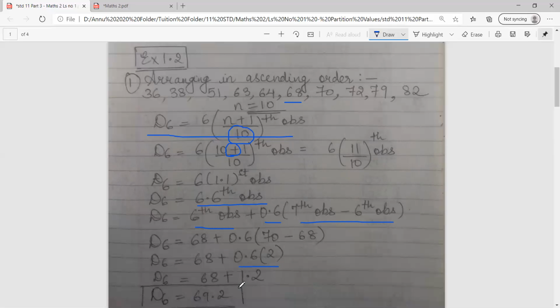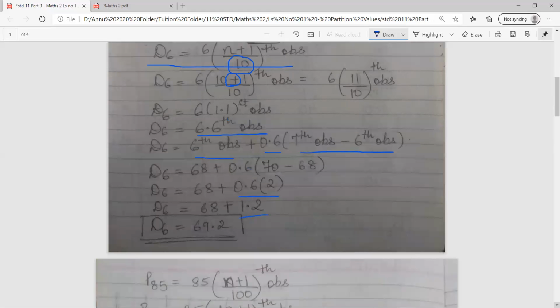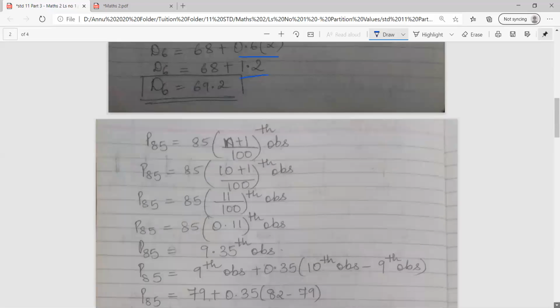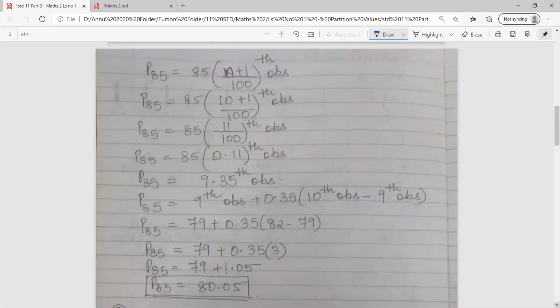0.6 into 2 gives you 1.2. So on adding, you get D6 to be 69.2. I hope you all have followed how to calculate D6. Moving forward, they have told us to find out P85 as well.